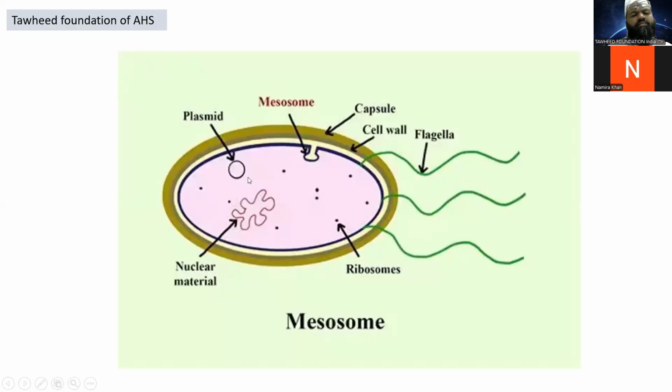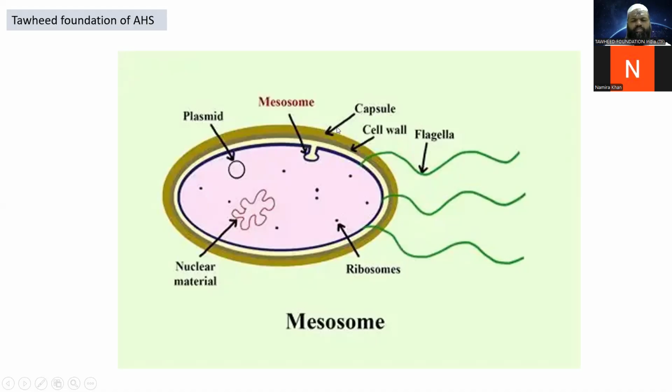Plasmid, again, is a small circular double-stranded DNA molecule distinct from the bacterial chromosome. It carries non-essential genes that can confer advantages such as antibiotic resistance, and it can replicate independently and be transferred between bacteria via conjugation. Mesosome: invaginations or folds of the plasma membrane into the cytoplasm. This serves as a site for respiratory enzymes and energy production, aids in DNA replication and segregation during cell division, and increases the surface area of the plasma membrane, facilitating metabolic activities.